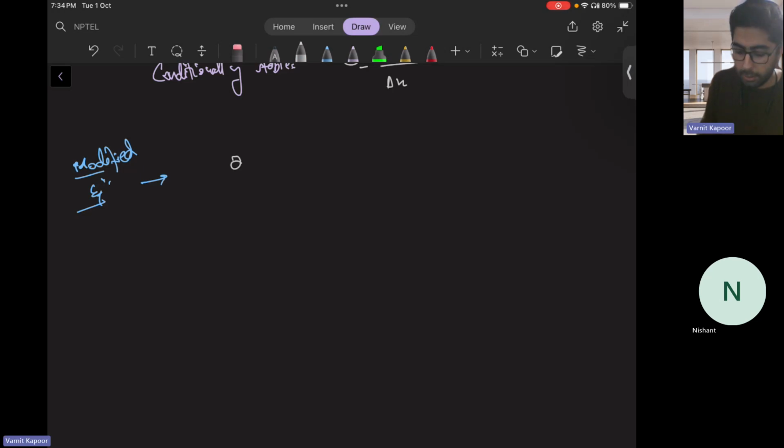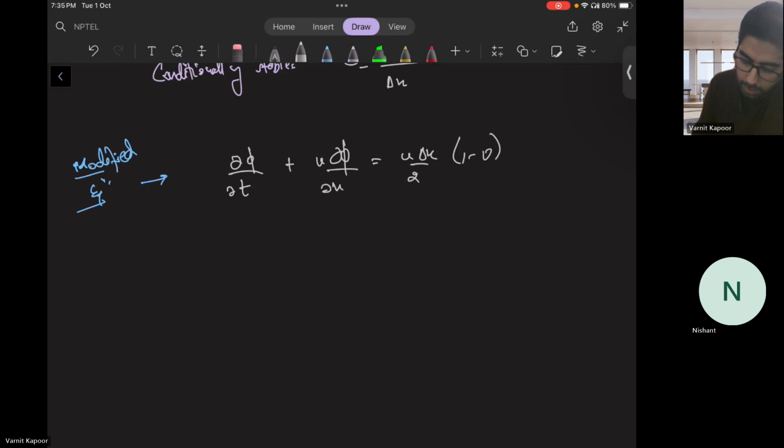It will look like dou phi by dou t plus u dou phi by dou x is equal to u del x by 2 into 1 minus nu, dou 2 phi by dou x square. So nu is nothing but your Courant number, the CFL number. Okay.